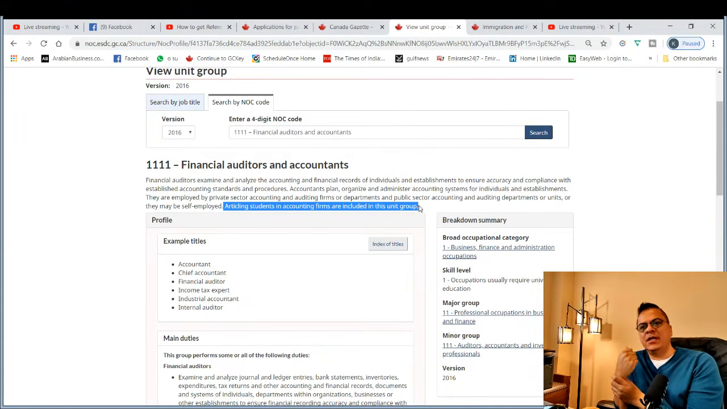That is number one. And number two, you get paid for it. So you can claim points under a valid NOC, which is 1111, because it is a paid NOC. So there you go, that's the eligibility there. So this is the lead statement that we're talking about.